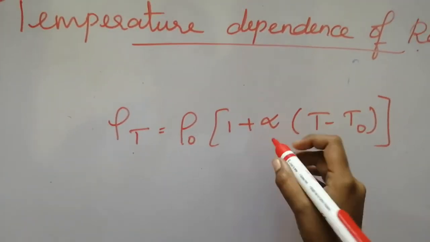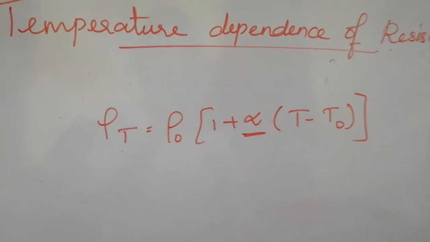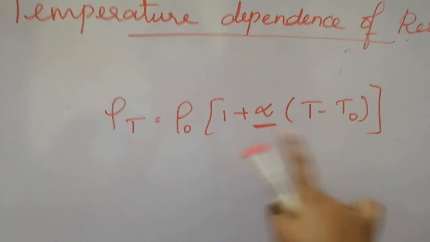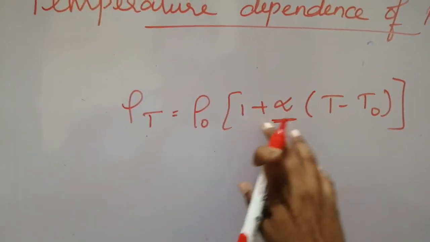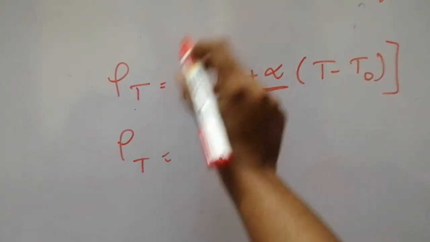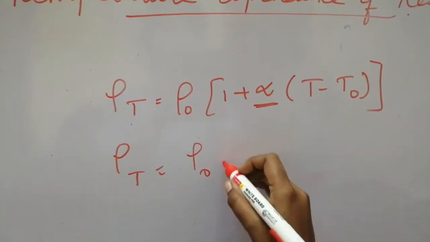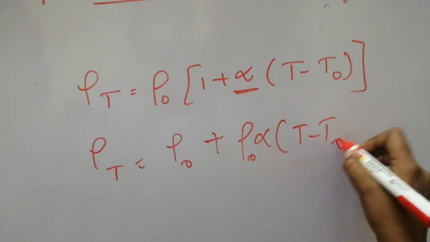So here we have to find this temperature coefficient of resistivity for the conductors, how much value will be differed for this case. This is for the conductors. Okay, so to find this, I'm going to expand this equation. Rho T is equal to, multiply this rho naught inside, rho naught into 1, that is rho naught, plus rho naught into alpha into T minus T naught.